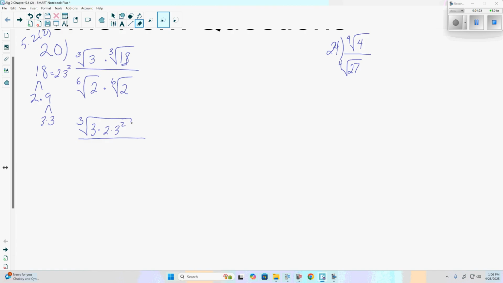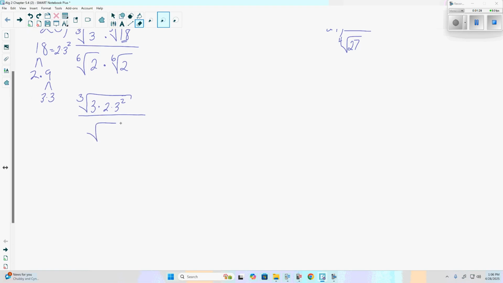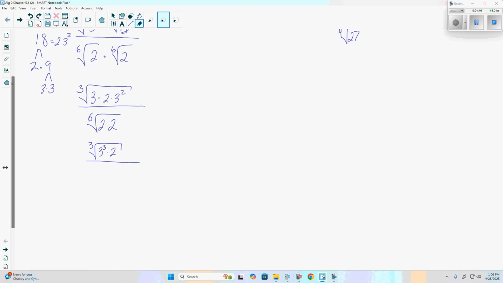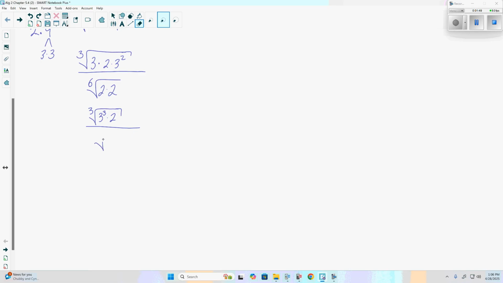And we can multiply that with our cube root of 3, and that's going to simplify a little bit here in a second. On the bottom, we can multiply those two together and give us the sixth root of 2 times 2. On top, we do have the cube root of 3 cubed times 2. And on bottom, we have the sixth root of 2 squared. Now on top, our cube root of 3 cubed is going to be 3. We cannot take the cube root of 2.